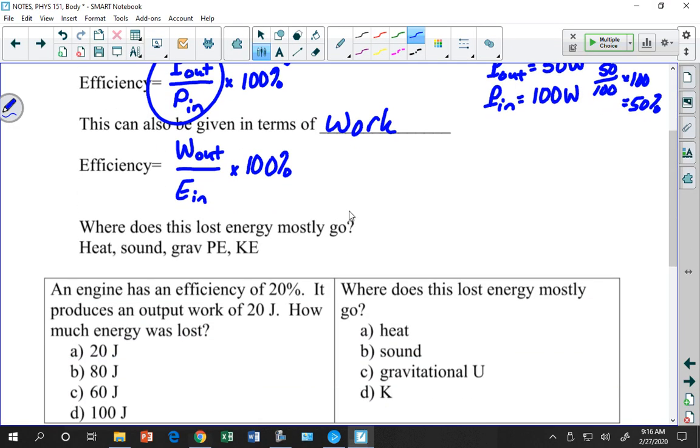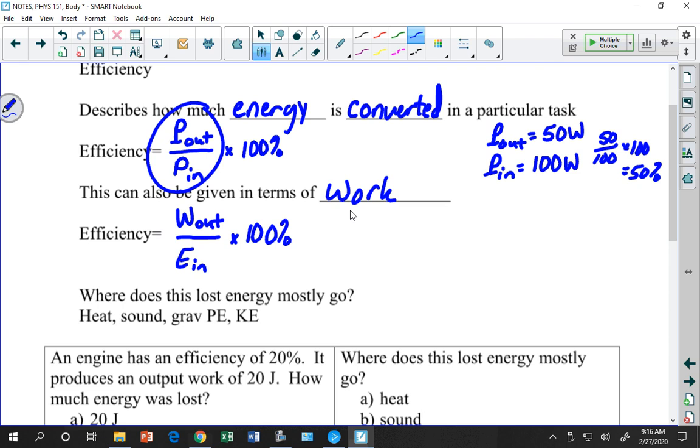Okay, when you have a system, say the human body, for example, the human body is not terribly efficient. But when you have a system like the human body, where does a lot of that lost energy go? Say I'm losing 50% of my energy. Where does that energy go typically?